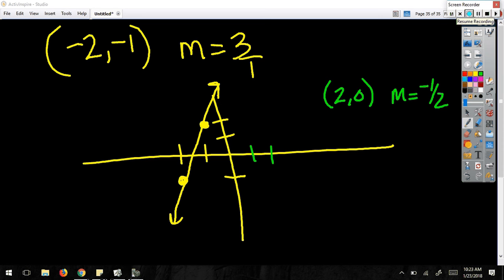Start at 2, 0. This time it's negative, so what do I do? Negative slope means I go what? Look, down and right. So down 1 and right 2. Remember, we're always going to move right. It's just if we go up or down. Does that make sense to everybody? Sure? Okay.